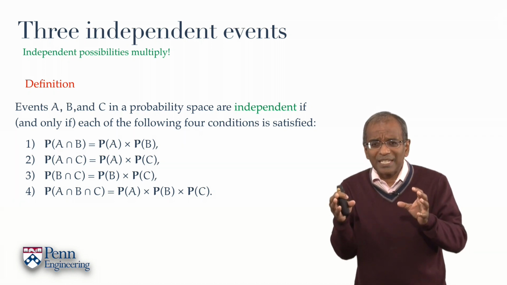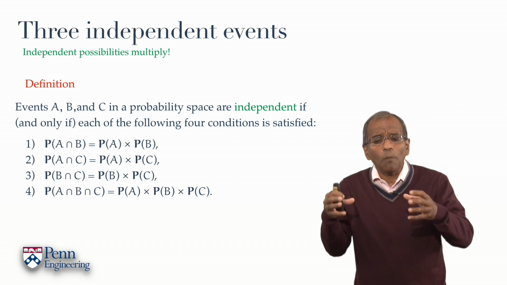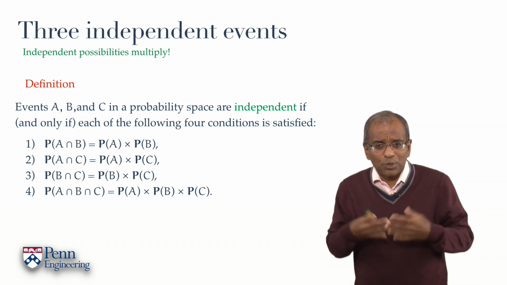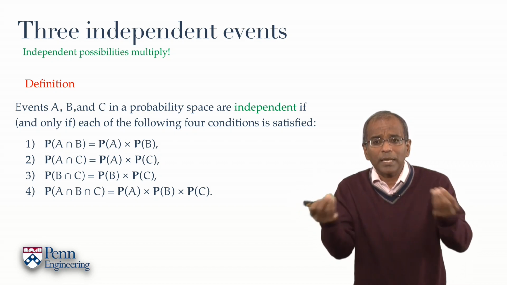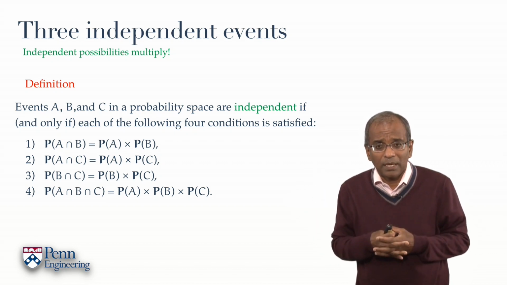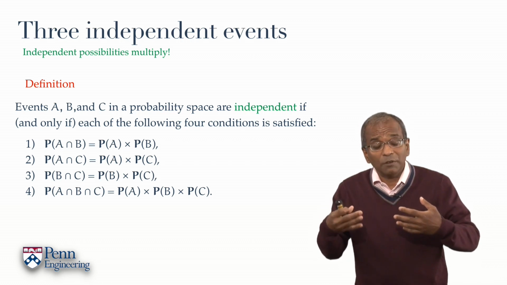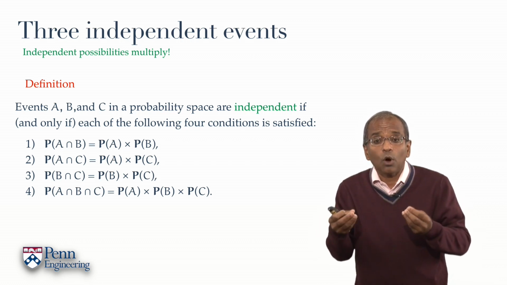And already we see that the setting is a little more complex than what we had for 2 events. For 2 events, you only have one way of combining them, A intersection B. But when you have 3 events, you have many ways, now in this case exactly 4 ways, of looking at pairs or triples of them.